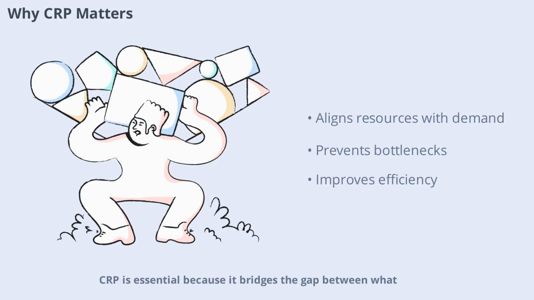CRP is essential because it bridges the gap between what needs to be produced and what can actually be produced. Without proper capacity planning, companies risk missing deadlines, overworking employees, or leaving machines idle. CRP ensures that production plans are realistic and achievable, aligning resources with demand. This leads to better customer satisfaction, lower costs, and a more efficient operation overall.